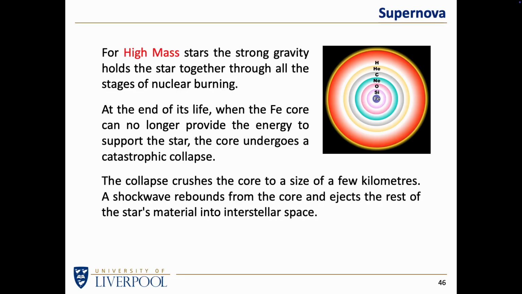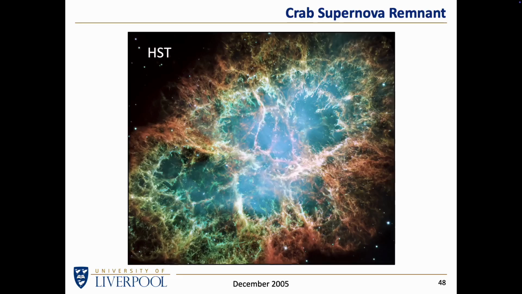So the system collapses, the core is crushed under the gravity of all the overlying layers, and a shock wave effectively rebounds off the core and blasts everything else, all of the outer layers, into the interstellar medium. And the result is a supernova remnant, where a huge fraction of the mass of the star has been blown away into the interstellar medium.